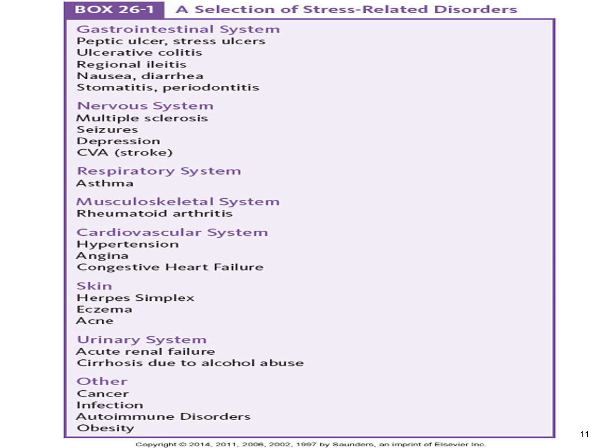So here you see we have the GI system where they can have ulcers, ileitis, diarrhea, stomatitis, periodontitis. You have the nervous system, which can be affected. So this can happen in people with autoimmune disorders or other issues. You have the respiratory system, which could be affected. So just take a close look at this and be aware of how these things affect the body or how these are affected during times of stress.